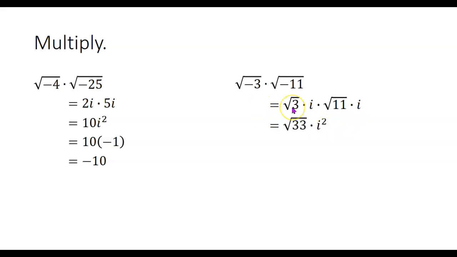And now we can put these together. The square root of 3 times the square root of 11 would be the square root of 33. And i times i would be i squared, which is really just negative 1. So now we have the square root of 33 times negative 1, or just negative, whoops, the square root sign doesn't go away, it's still there. So it's negative square root of 33.